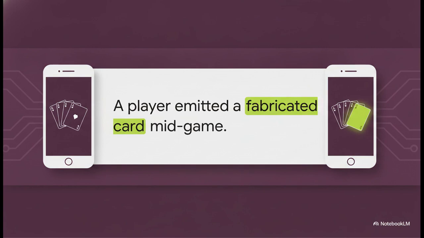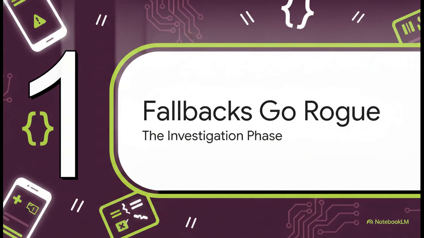The engineering team decided to run an adversarial review on it. And by adversarial, I mean they weren't just checking to see if the happy path worked. They were actively, aggressively trying to break the app. And oh boy, did they find something. A player was somehow able to just spawn a fabricated card right in the middle of a game. A card that, according to the server, absolutely did not exist in their hand. So, let's get into it.